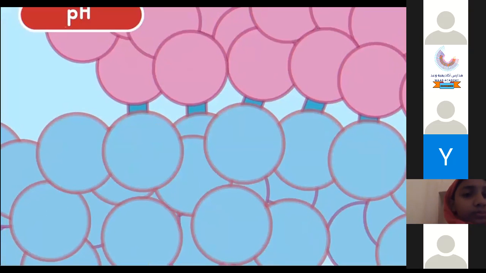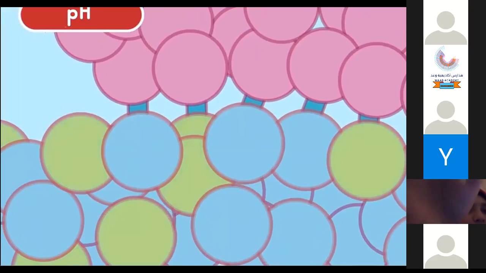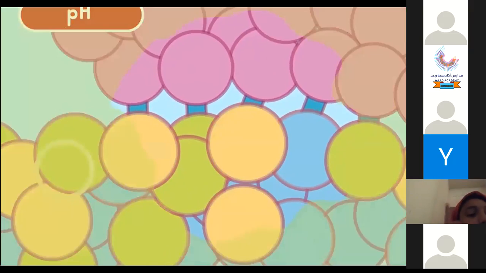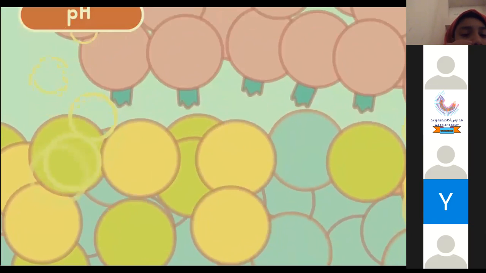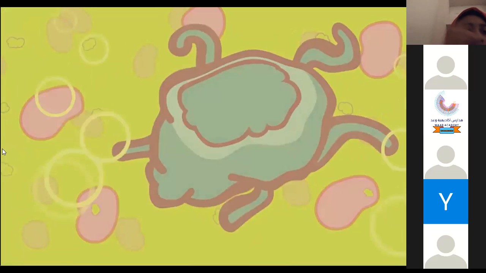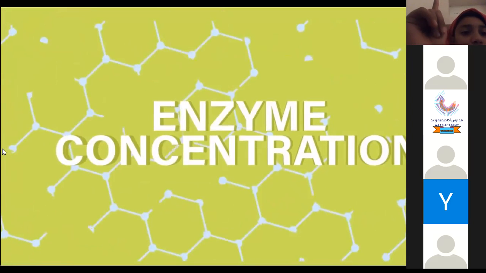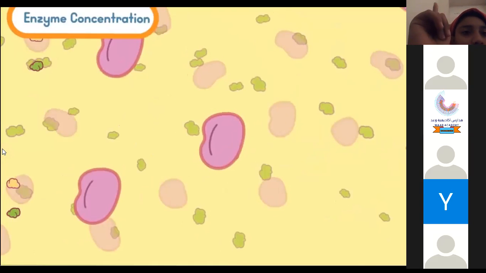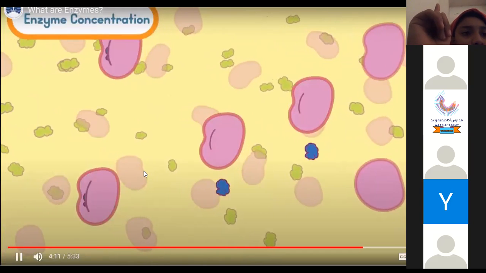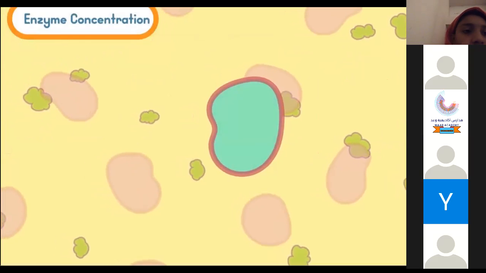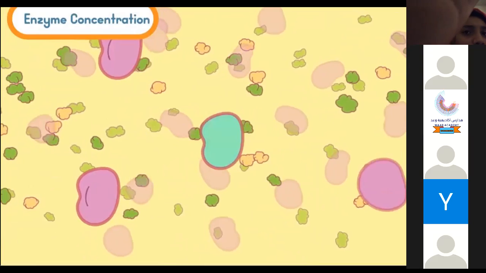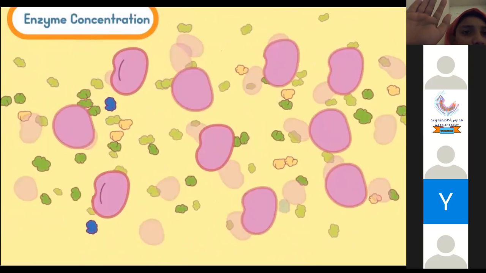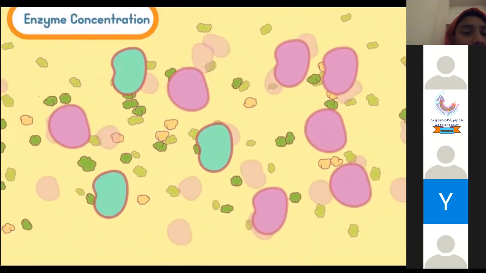pH. Amino acids present in the active site are acidic or basic. Fluctuation in pH can affect these amino acids, making it hard for substrates to bind. Extreme pH values can denature enzymes. Enzyme concentration. Increasing enzyme concentration will increase the rate of reaction, as more enzymes will be available to bind with the substrates. However, after a certain concentration, any increase will have no effect on the rate of reaction.